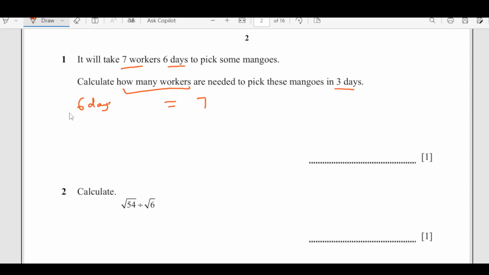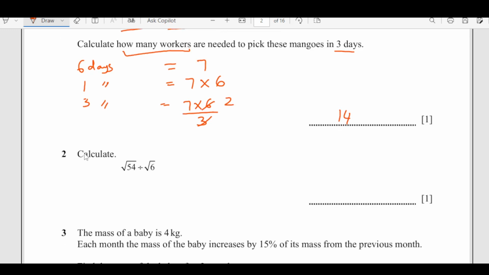So 6 days are equivalent to the 7 workers, and if they want to pick it in 1 day, that means more workers are required, so times 6. And if there are 3 days, then this is going to be lesser than before, so we are going to divide it by 3. 3 times 2 is 6, so 7 times 2, we have 14 workers required to pick the mangoes in 3 days.